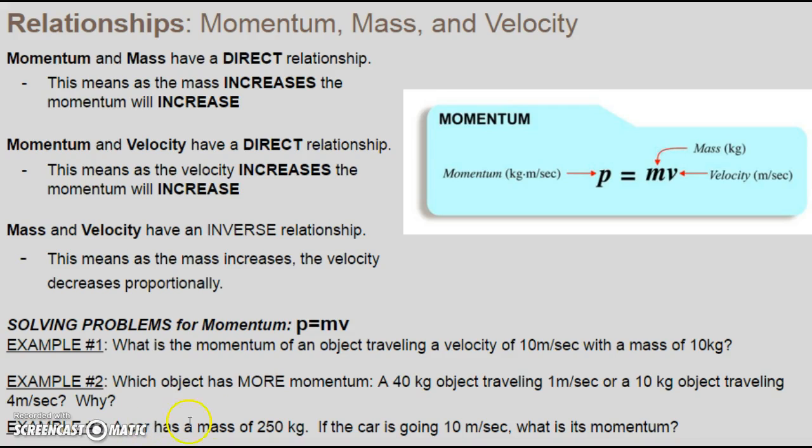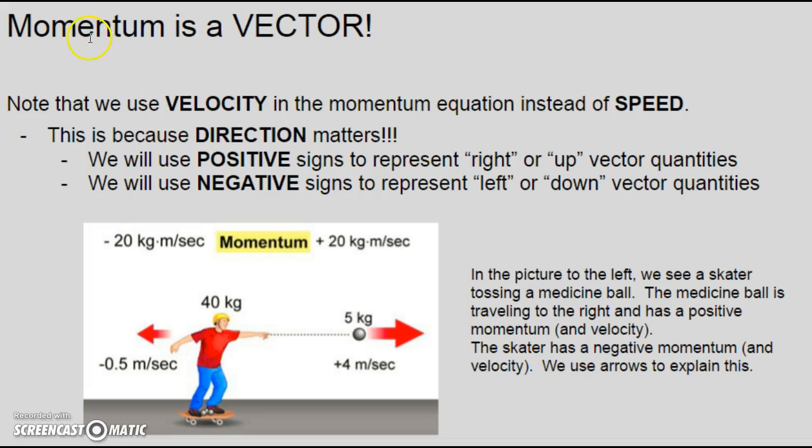And last but not least, a car has a mass of 250 kilograms. It's traveling 10 meters per second. Its momentum is 2,500 kilogram meters per second. So, last slide. Momentum is a vector. Note that we use velocity in the momentum equation instead of speed. This is because direction matters. We use positive values to represent up and right, and we use negative values to go left or down.